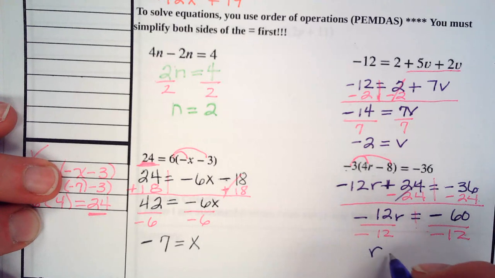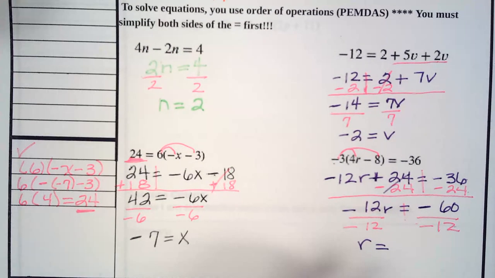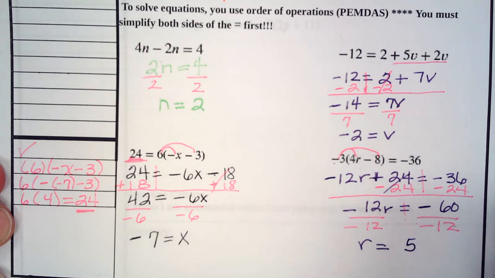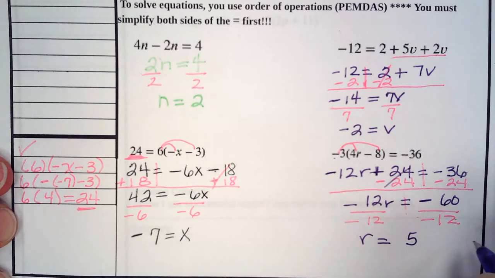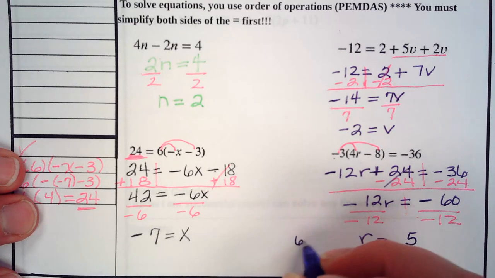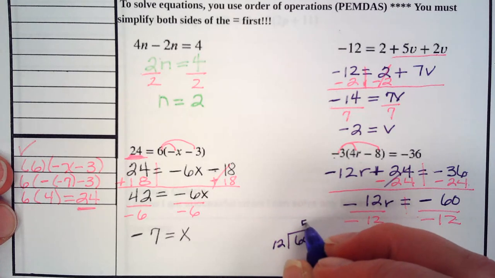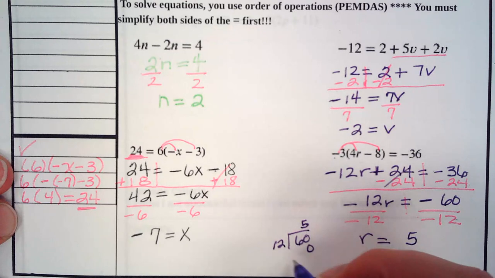And r is equal to, what is negative divided by a negative? It's a positive. I can put the positive there, but I don't need it. 60 divided by 12 is 5. So if I did it longhand, if I put a 5 up here, 5 times 2 is 10, carry your 1, 5 times 1 is 5, and then you bring a 6 and you're done.